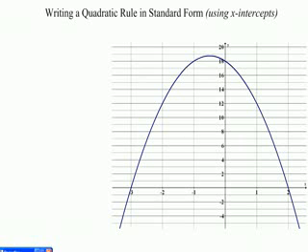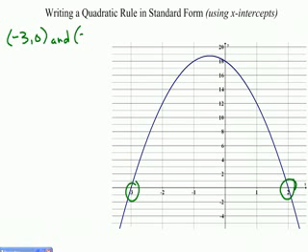Alright, given a graph, write a quadratic rule. Obviously you can see this is a parabola, so we're going to have a quadratic rule. And if we can see the x-intercepts, we should be able to use those as well. So I'm going to start with that, and you can see my x-intercepts are negative 3, 0, and 2, 0.